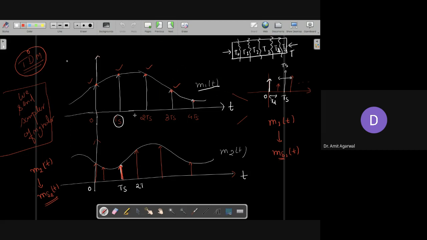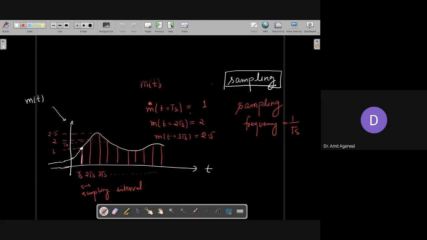ठीक है? So continuous time signal का क्या मतलब है? They are defined at all time instants, correct? But discrete means they are only defined at some specific instants of time. And this is called sampling. Okay. So let's understand what is sampling.